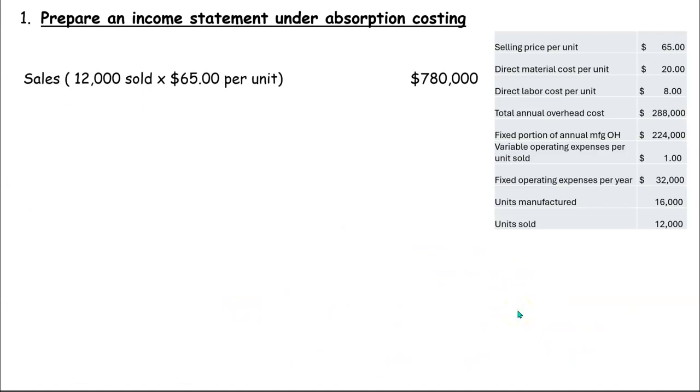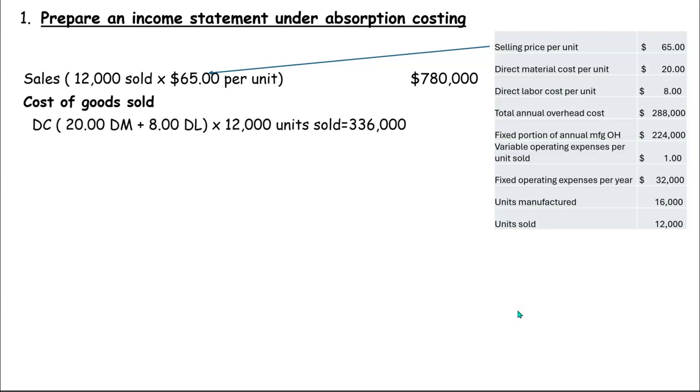Here's our example again so you can see where I take the numbers from. First, we know we sold 12,000 units. We made 16,000, but we only sold 12,000. So we take 12,000 units times our unit price, right from the schedule, of $65, and we get 780,000. Cost of goods sold is our direct materials plus our direct labor on a per unit basis, which gives you $28 times the 12,000 units, and that tells you what our cost of goods sold is.